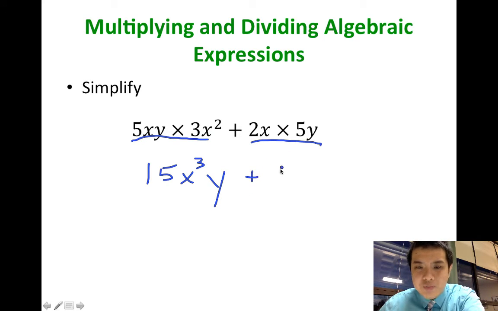Over here, we take 2 and 5 to get 10. And then x and y. Only one x and only one y.